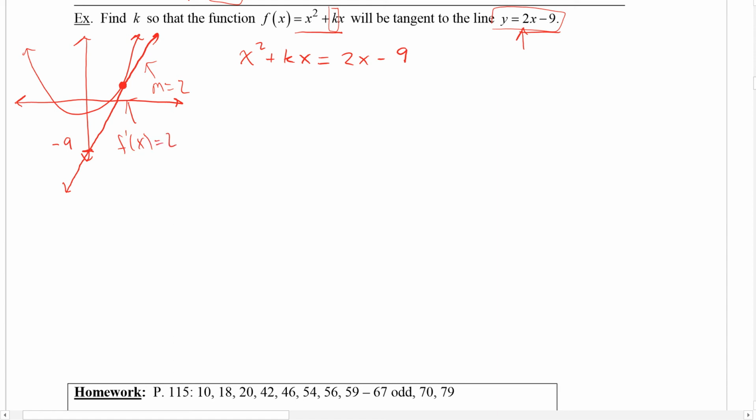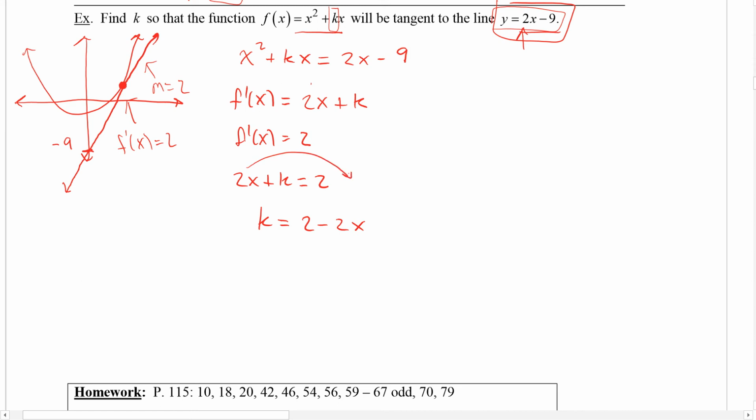So let's first figure out f prime. Well, what is f prime? f prime of x is 2x plus k. Now, because this tangent line has a slope of 2, that means my derivative must equal 2. So that means 2x plus k is equal to 2. And let's go ahead and solve for k. k is 2 minus 2x. I simply just move the 2x to this side.